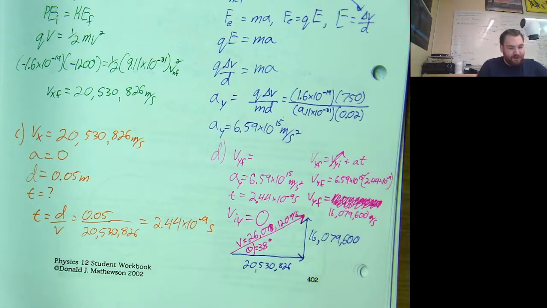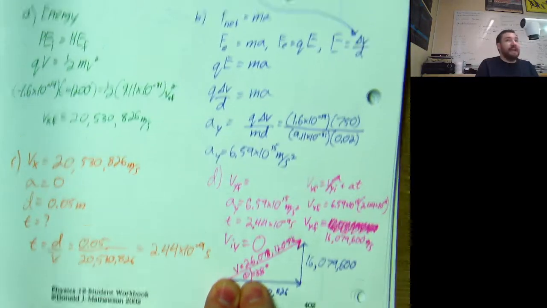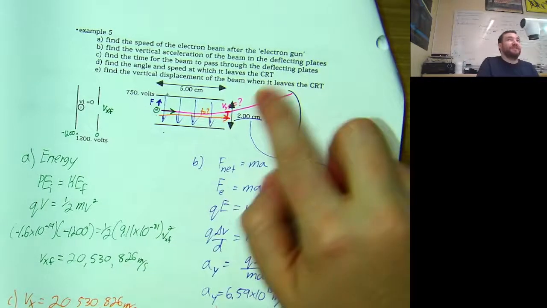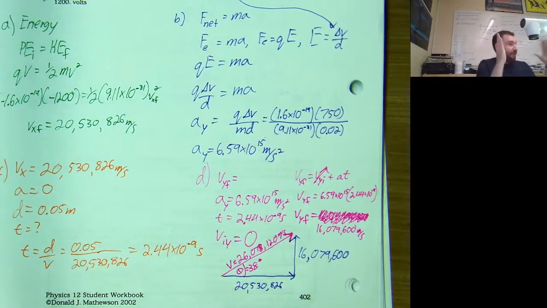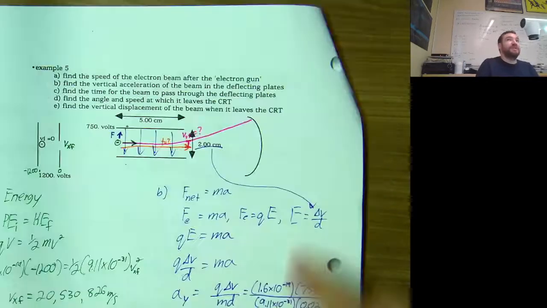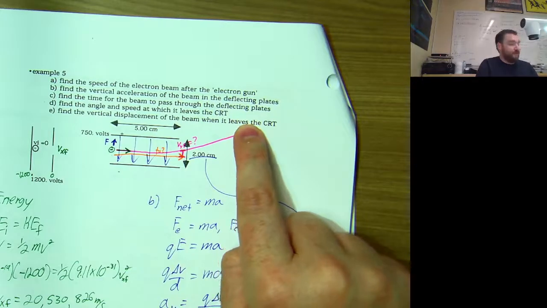That's part D. We want part E. The vertical displacement of the beam when it leaves the CRT. This, though, right here, would be enough, if we knew this horizontal distance right here, to find out exactly where this thing hits, because you know the angle at which it's leaving. You know how fast it's going horizontally, so you know how much time it's going to take to cover that distance between leaving the plates and hitting the screen. And now you know what the final velocity upwards is. You could tell me exactly where this thing hits the screen with the information that we've been given.